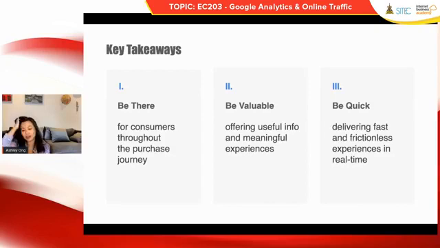Basically, if they are on Facebook or they are on Google, you have to be there. Right. So key takeaway number 2, if you want to have good online traffic, you will need to be valuable, which means you need to offer useful information on your website, useful content, and meaningful experiences.